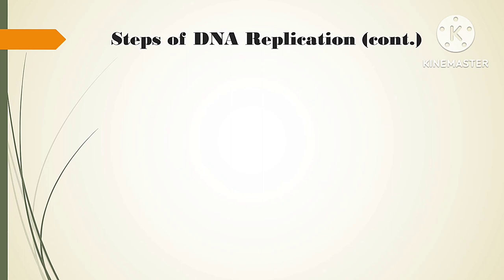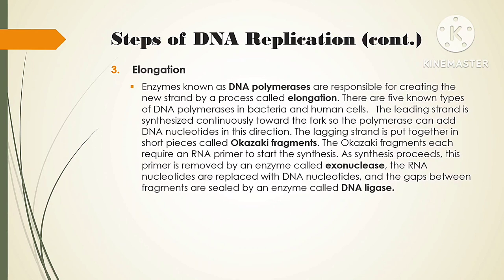Steps of DNA replication, continued. 3. Elongation. Enzymes known as DNA polymerases are responsible for creating the new strand by a process called elongation. There are 5 known types of DNA polymerases in bacteria and human cells. The leading strand is synthesized continuously toward the fork so the polymerase can add DNA nucleotides in this direction.